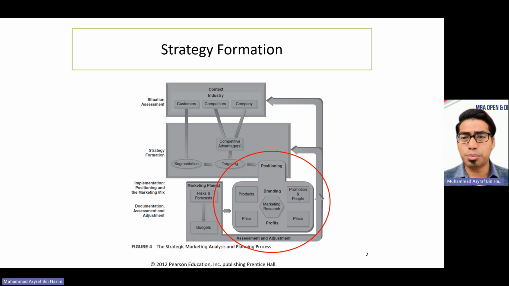So the strategic marketing process, and I just want to recap on our first lecture, is about the stages of situation assessment, and then we have strategy formation and then implementation, where positioning and the marketing mix play an important role. And finally, the last part, documentation, assessment, and adjustment. So the objective of the strategy formation, before we go to implementation, is to meet the specific needs of some specific customers better than the competition, while creating and enduring profitable relationships.